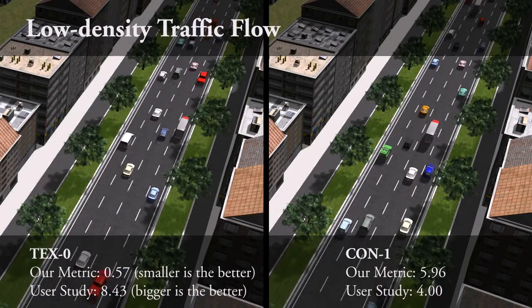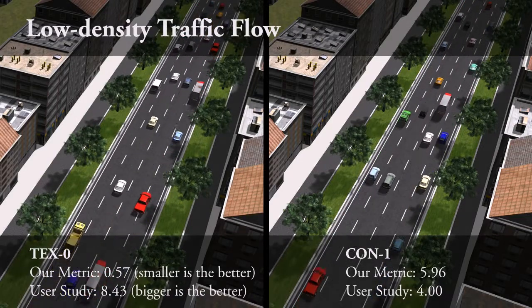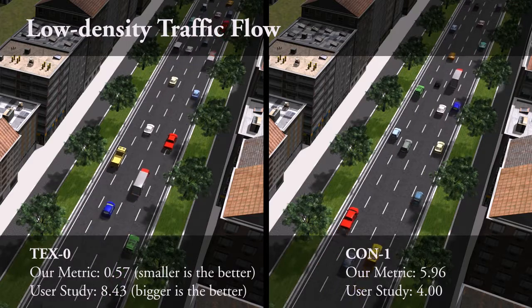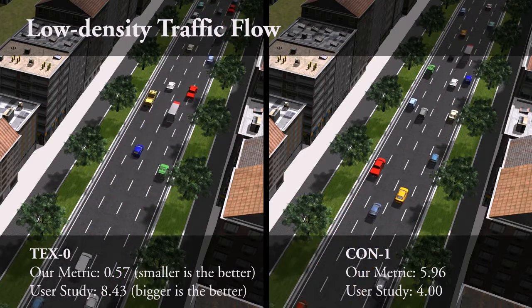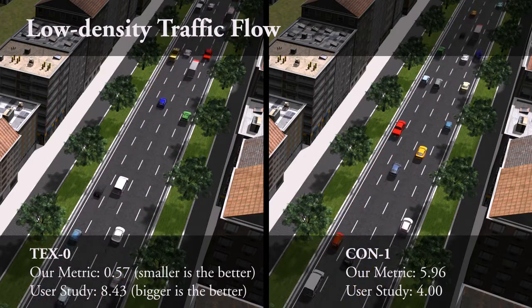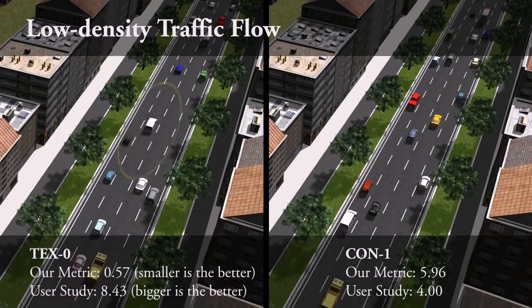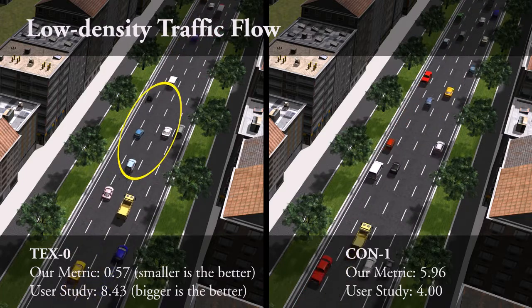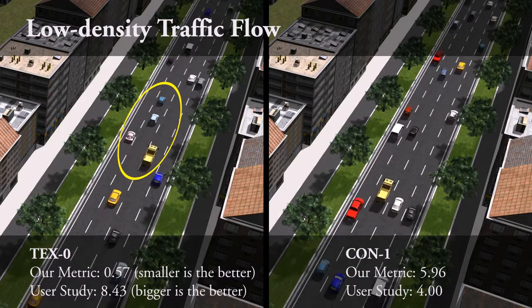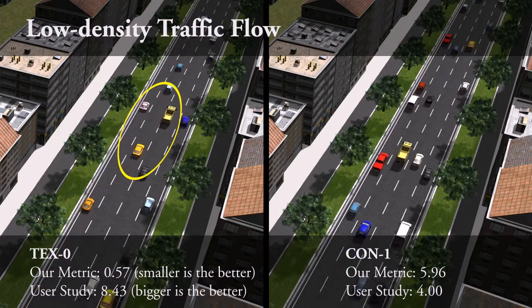The first tested scenario is low-density traffic flow. The simulation with lower dictionary-based score shows flexible acceleration behaviors. Remember that the lower dictionary-based score represents the higher fidelity. For the perceptual study, higher value means better fidelity.